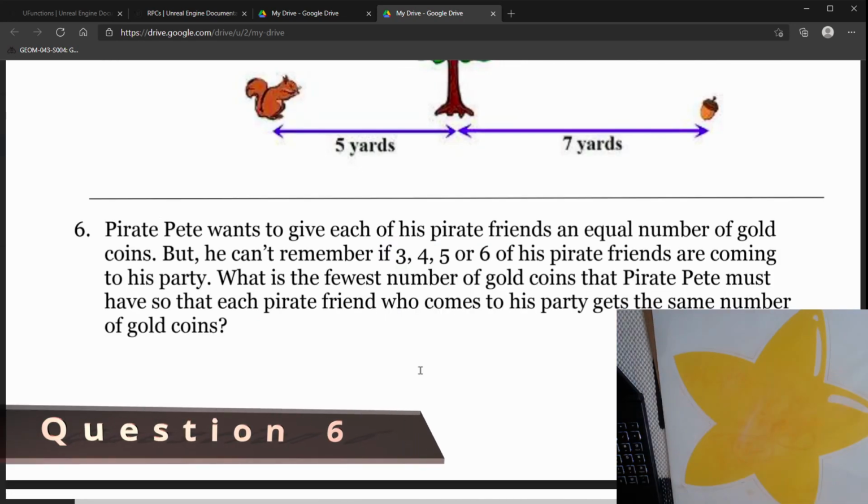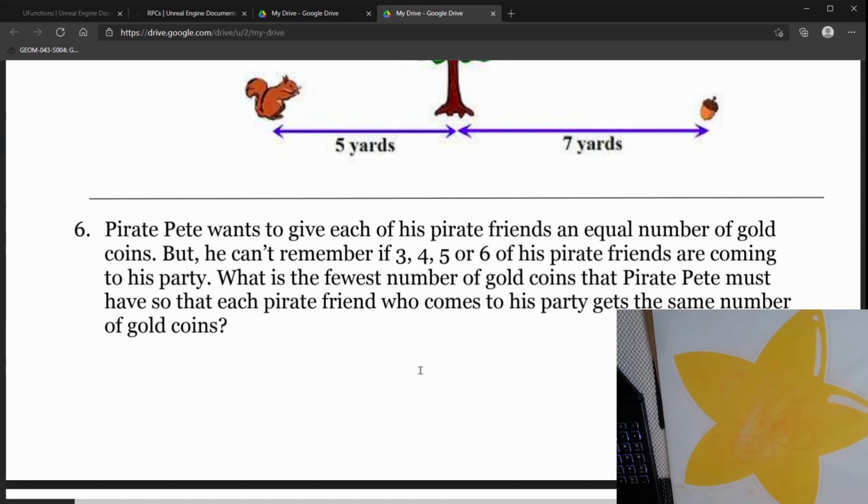Okay. So Pirate Pete wants to give each of his pirate friends an equal number of gold coins. But he can't remember if 3, 4, 5, or 6 of his pirate friends are coming to his party. What is the fewest number of gold coins that Pirate Pete must have so that each pirate friend who comes to his party gets the same number of gold coins? Okay, so this is actually really easy. So what we would use is LCM.